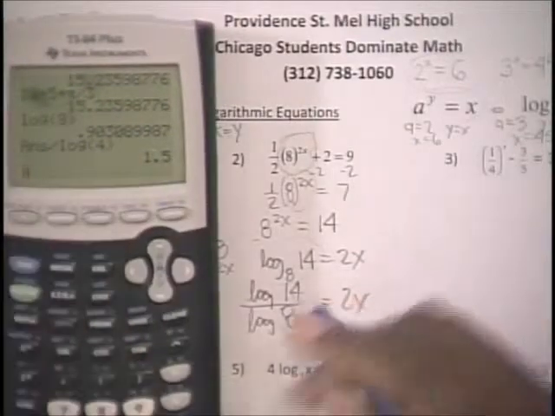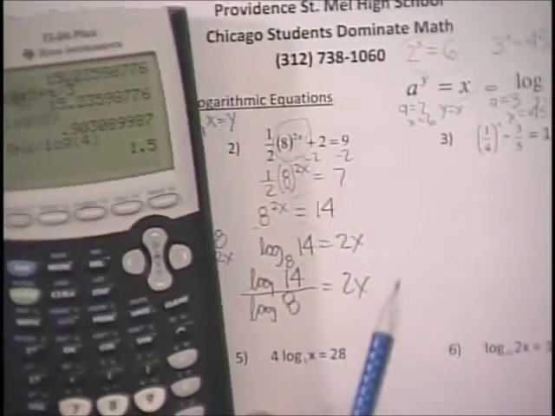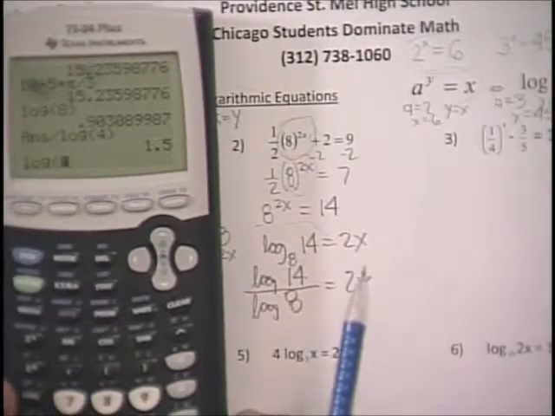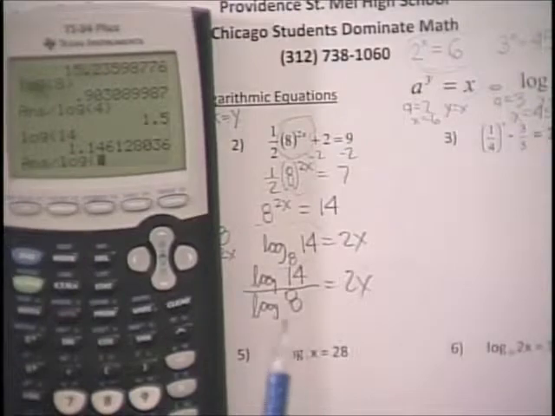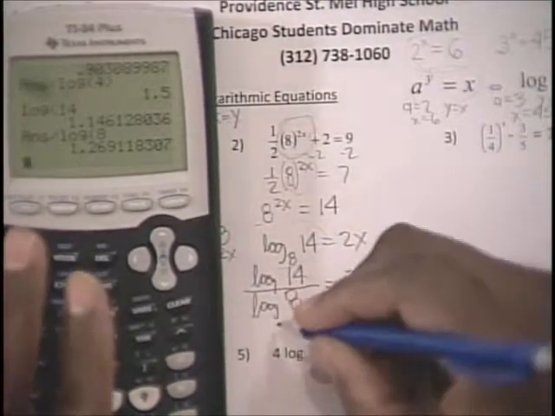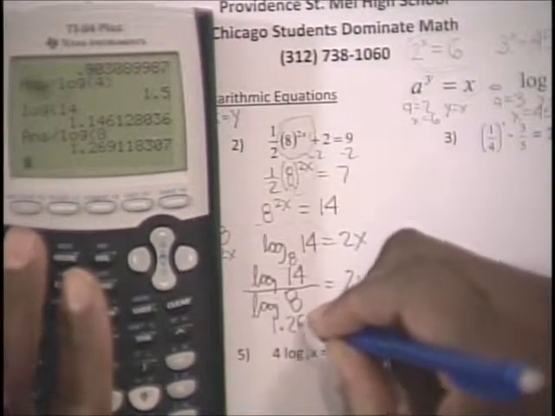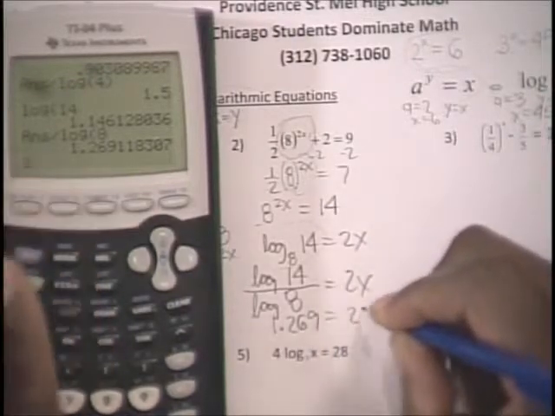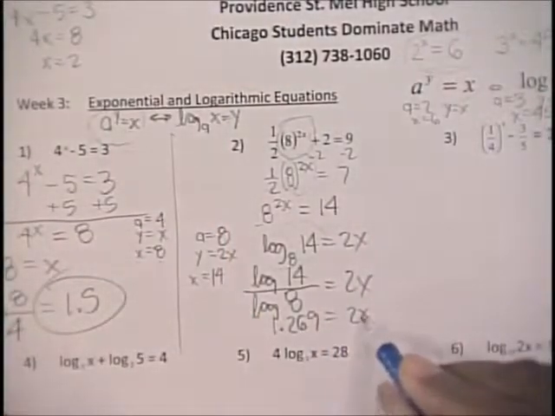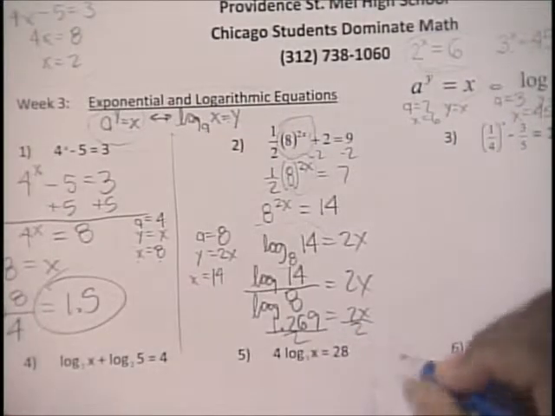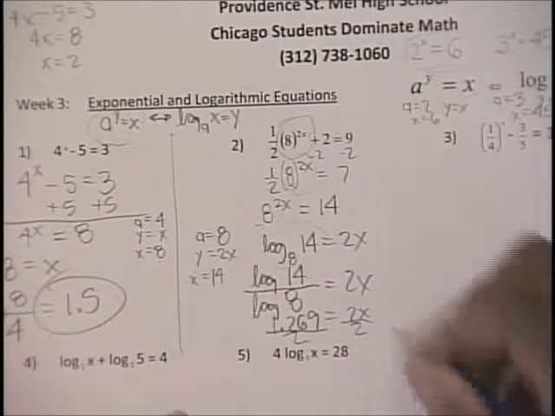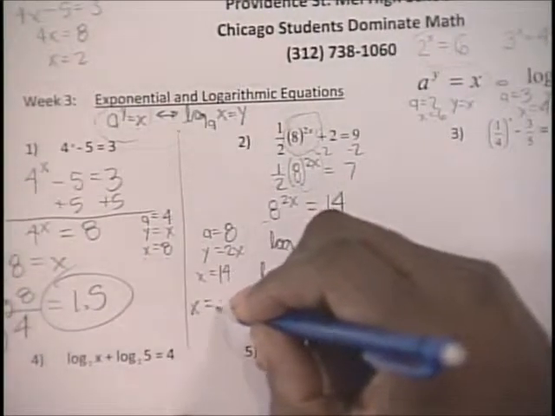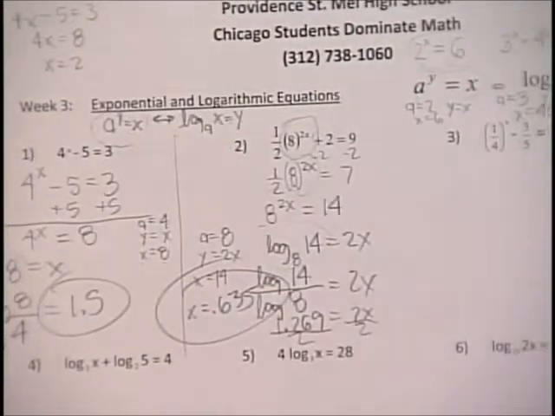All right, so now you put this in the calculator. So now you have log of 14, and you divide that by the log of 8. And then you end up with 1.269 is equal to 2x. You still got to solve for x. You divide by 2 on both sides, and if you divide by 2, you end up with 0.635. X is equal to 0.635. Final answer.